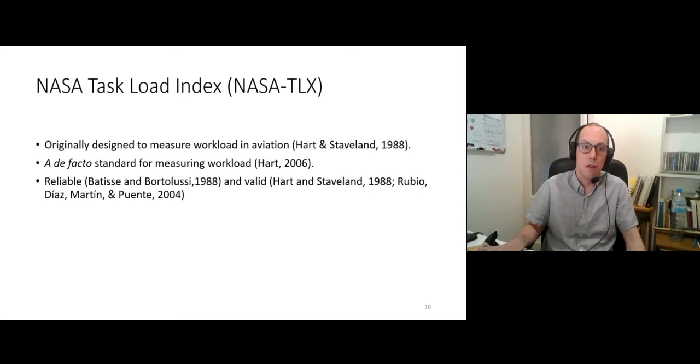The instrument, the TLX, was originally designed to measure workload in aviation, but it's become a de facto standard for measuring workload, from using TV sets to control rooms in nuclear power stations. To my knowledge, it hasn't yet been used to evaluate workload in lexicography. It's been shown to be reliable in terms of repeat reliability and valid in the sense that it measures what it claims to.